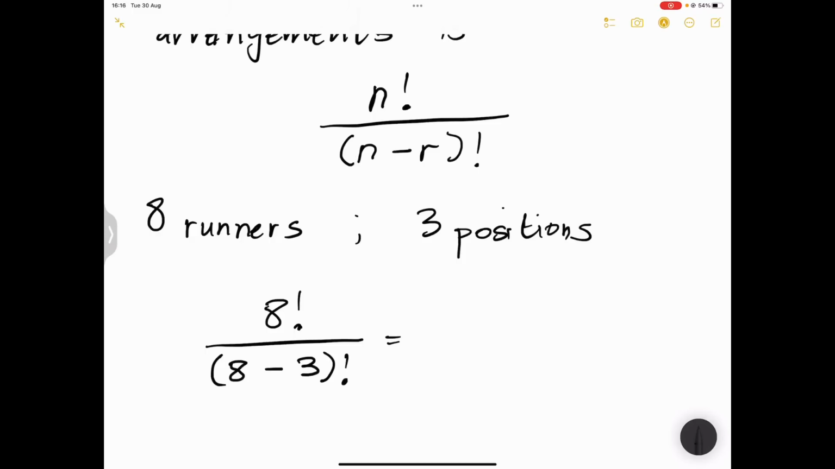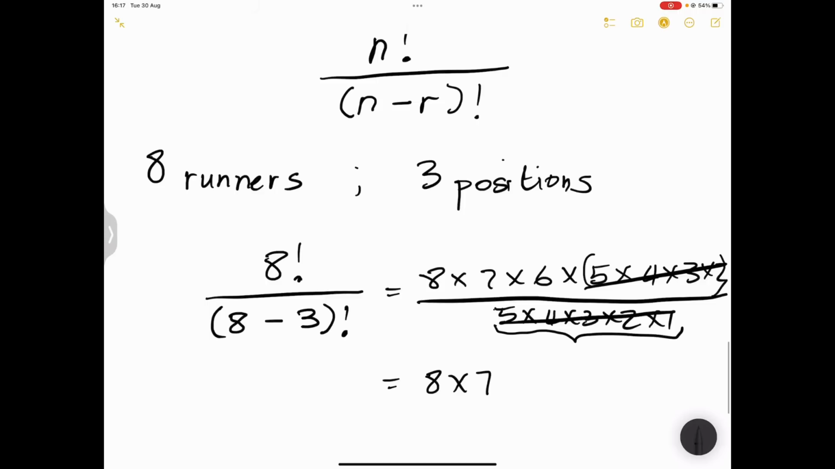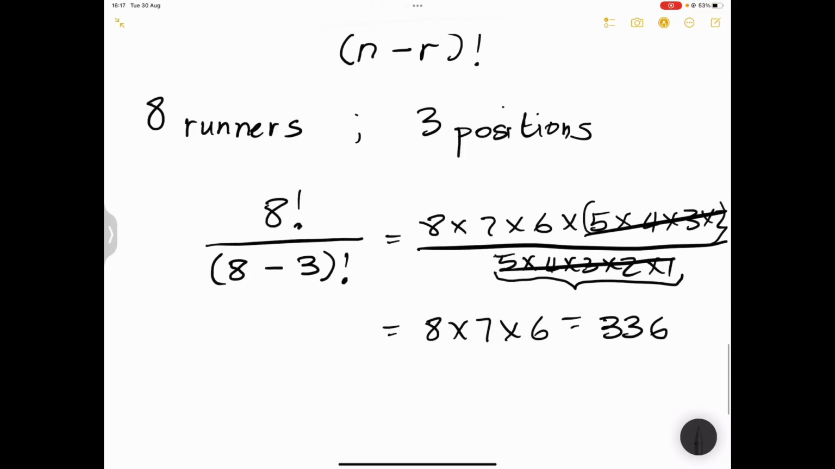So what does that mean? At the end of the day, we would have 8 multiplied by 7 multiplied by 6 multiplied by 5, multiplied by 4 times 3 times 2 times 1, divided by, now what is 8 minus 3? That gives us 5, so that is 5 factorial, which is 5 times 4 times 3 times 2 times 1. Notice that this entire part cancels with that whole part over there. So what do you end up having? 8 times 7 multiplied by 6, which is 336 ways, or the possibilities that can come from our winners.